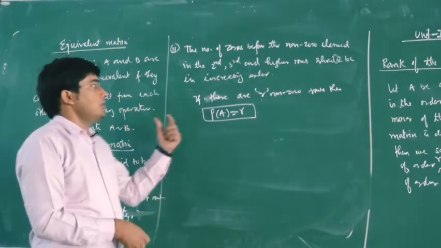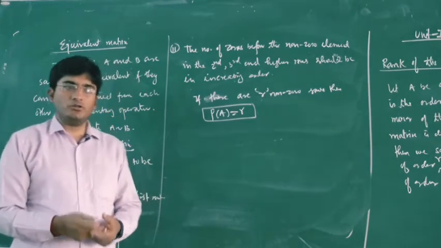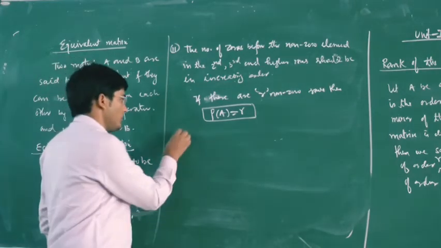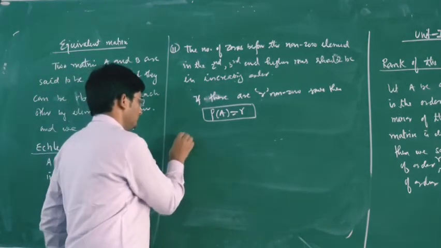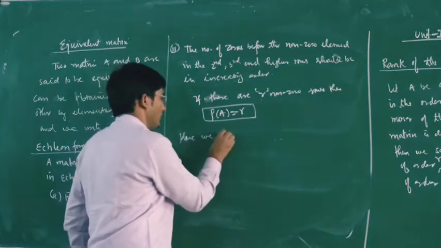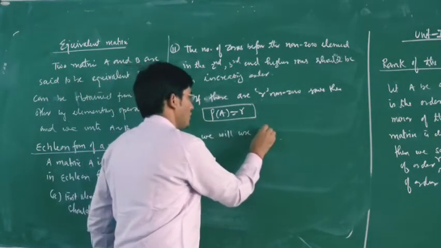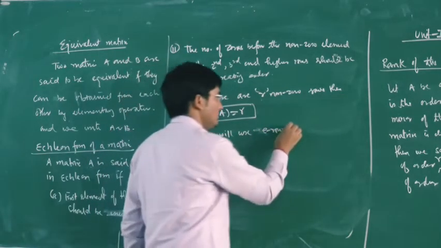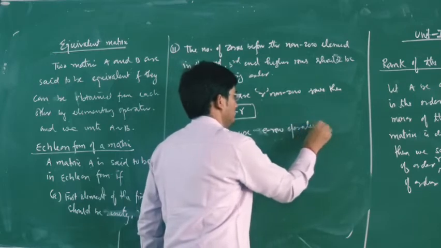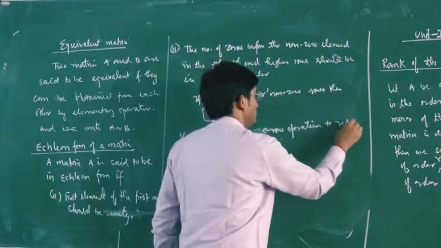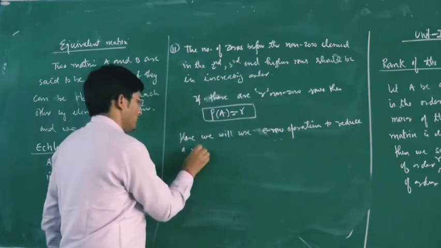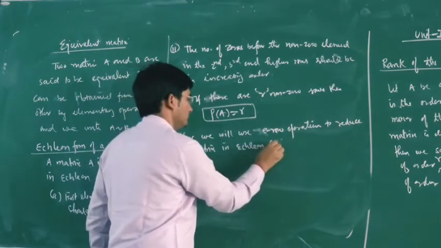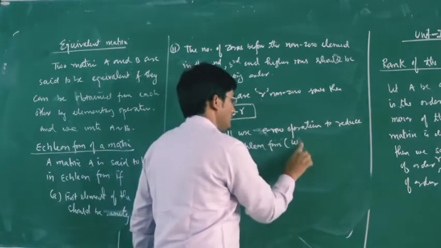So here we will use our elementary row operation to reduce a matrix to upper triangular matrix. So here we will use E-row operation, E-row means elementary row operation, to reduce a matrix in echelon form, that means in upper triangular matrix.